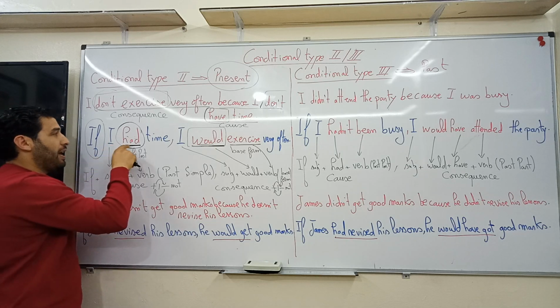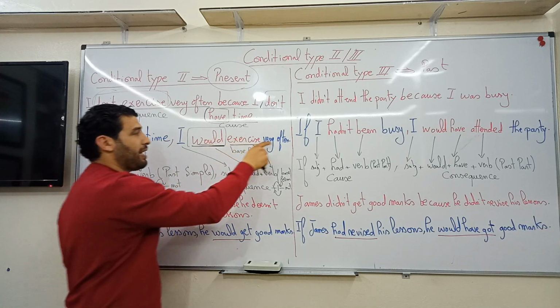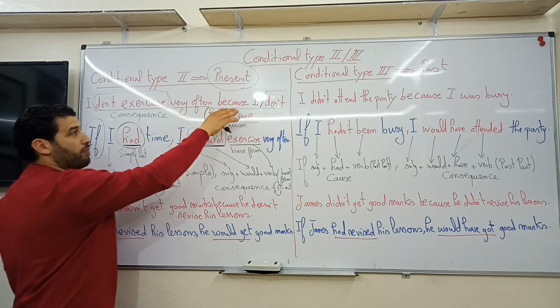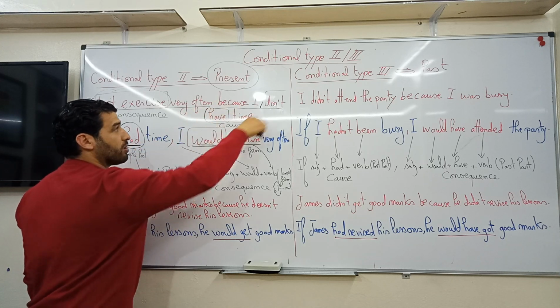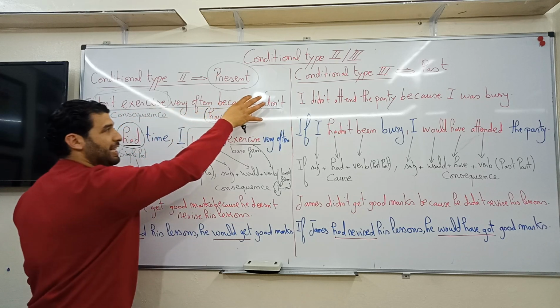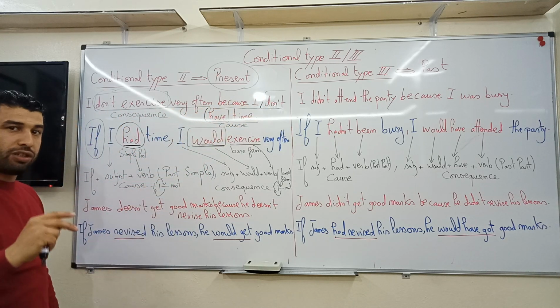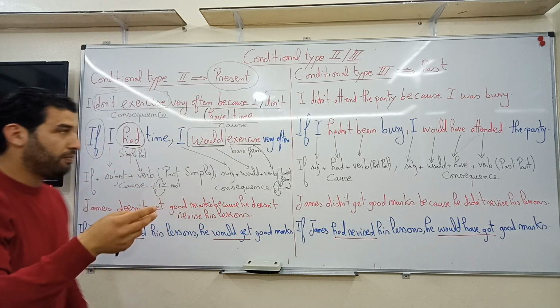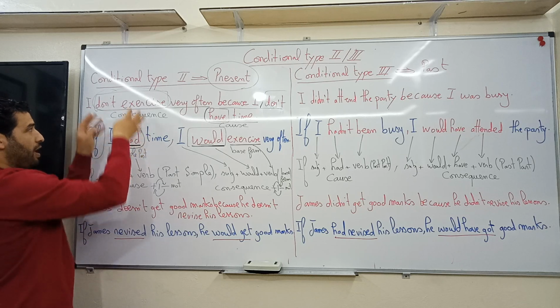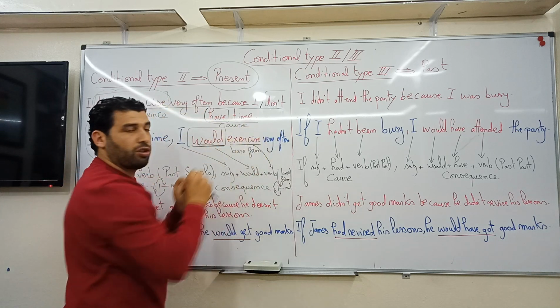So, if I had time, I would exercise very often. Why here? Because I don't have time. This is the cause. I don't exercise very often is the consequence. So whenever you want to change a sentence into a conditional, you should take the cause and put it after "if", and then the consequence after "would".